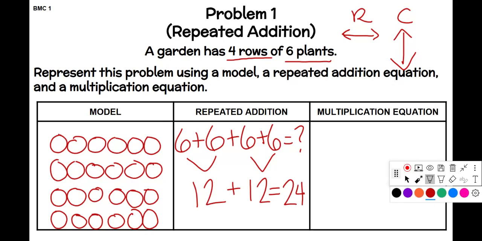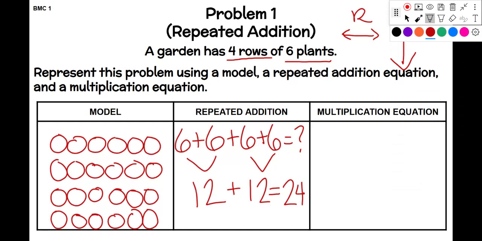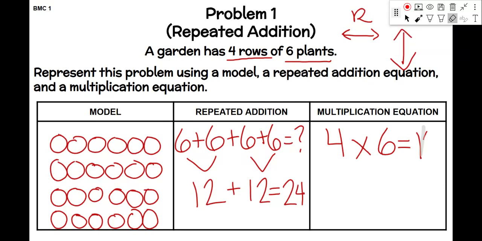And last, I'm going to do my multiplication equation. The multiplication equation is already kind of written for me. It has 4 rows of 6 plants. I'm going to write as I say it, and instead of saying rows, I'm going to use a multiplication sign, which is our x. So 4 rows of 6. We already know from repeated addition that equals 12. Not 12, I'm so sorry. It equals 24.